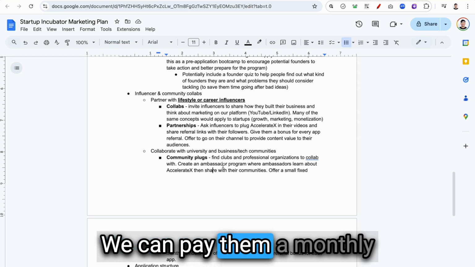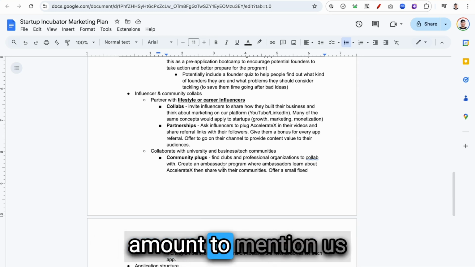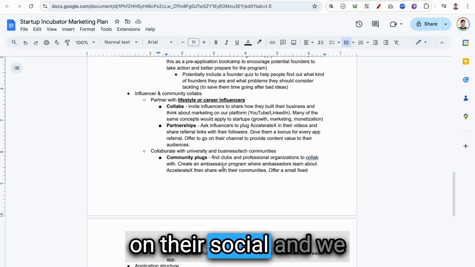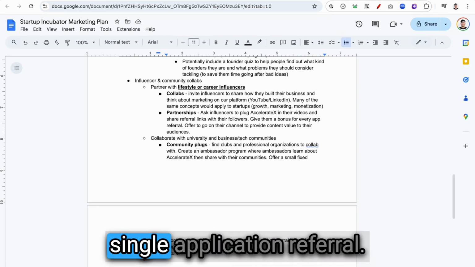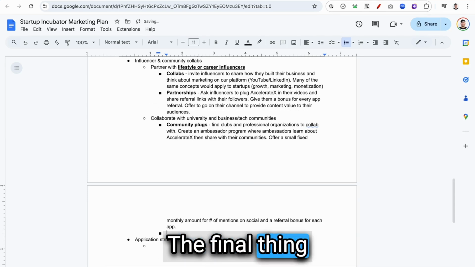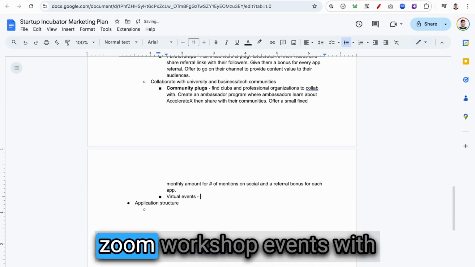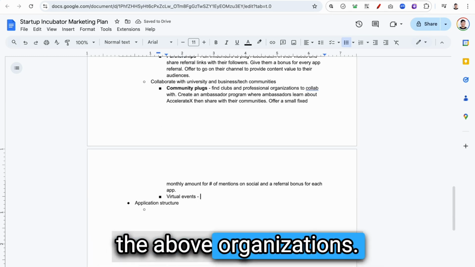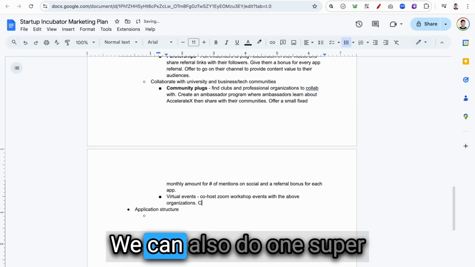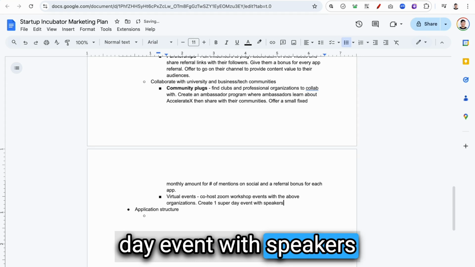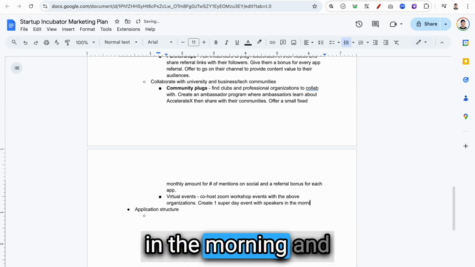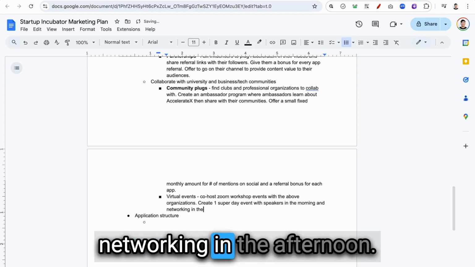We can pay them a monthly amount to mention us on their social, and we can pay them for every single application referral. The final thing is virtual events. So we can say co-host Zoom workshop events with the above organizations. We can also do one super day event with speakers in the morning and networking in the afternoon.